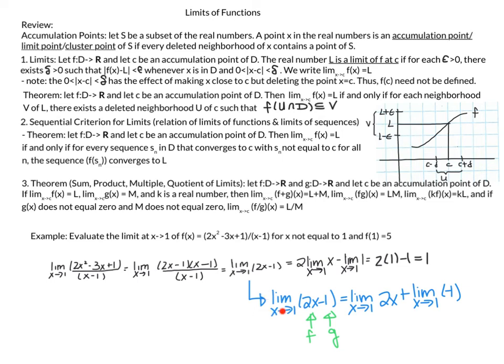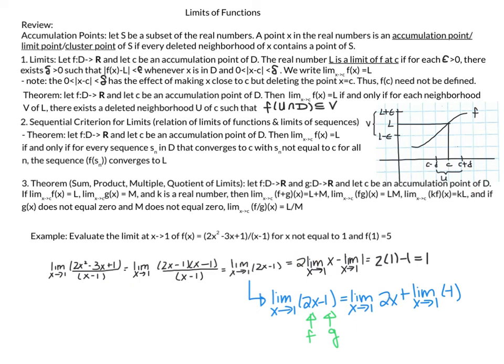So the limit as x approaches 1, I have 2x minus 1. By this part of the theorem, I can consider this f and this my function g, so I can separate this out to the limit of 2x and the limit of minus 1. And that's what I have here. To go from here to here, I used this part of the theorem: when I have a constant k, I can pull the constant out. So that's what I did here.